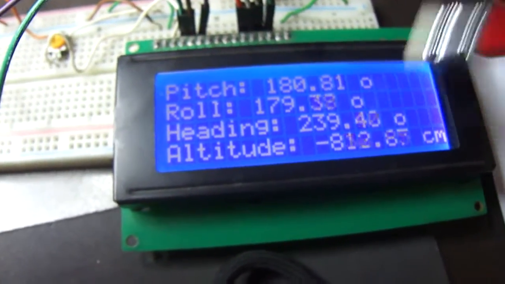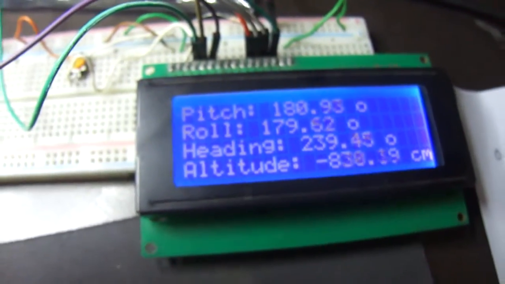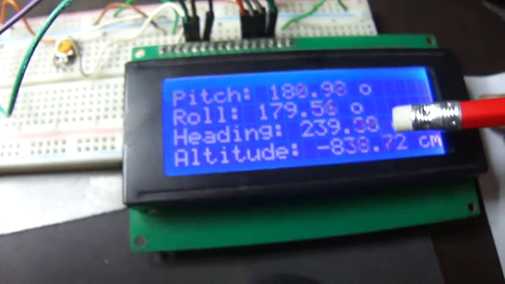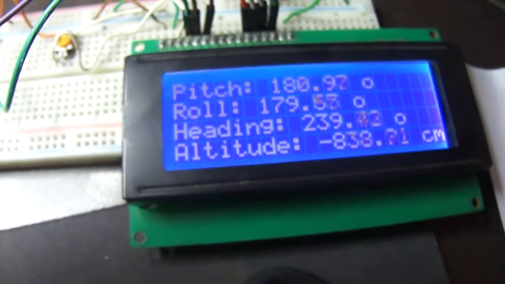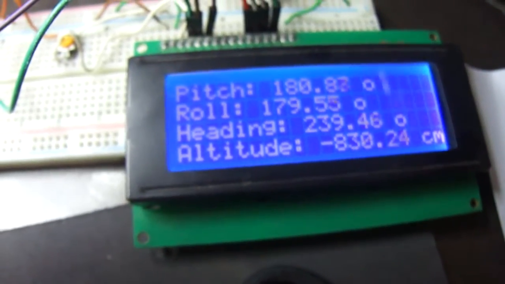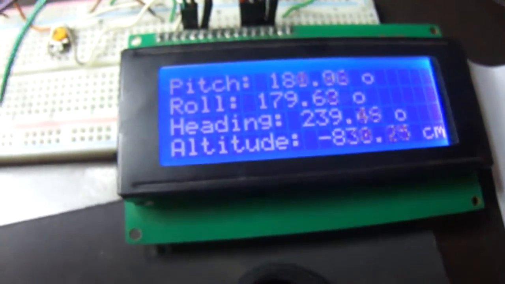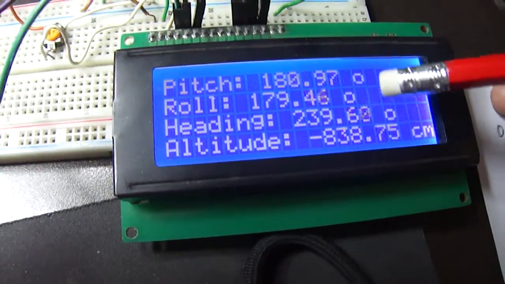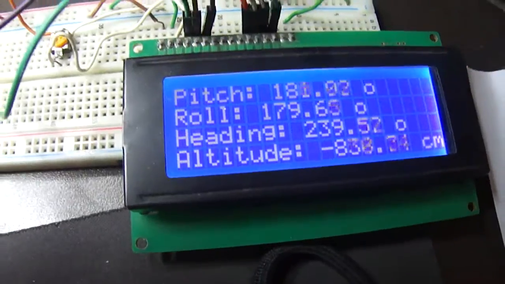Heading is the direction which the body is facing with respect to Earth's North Pole, and altitude is a combination of pressure and temperature readings to get the height of the body from sea level. For this experiment, please don't focus on the altitude. The main three orientation data are pitch, roll, and heading.